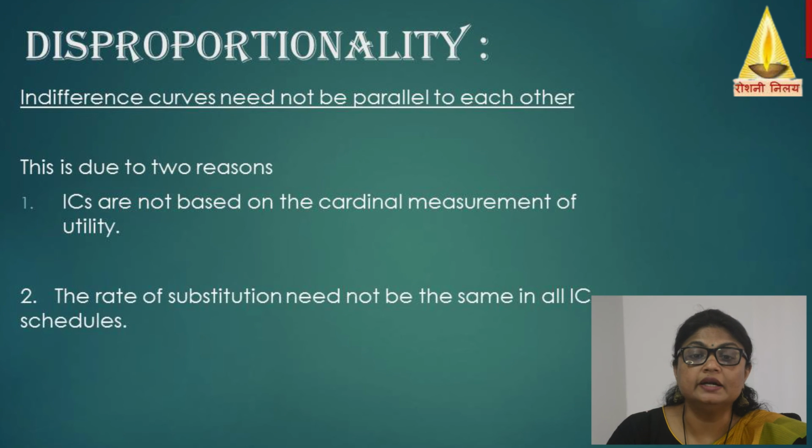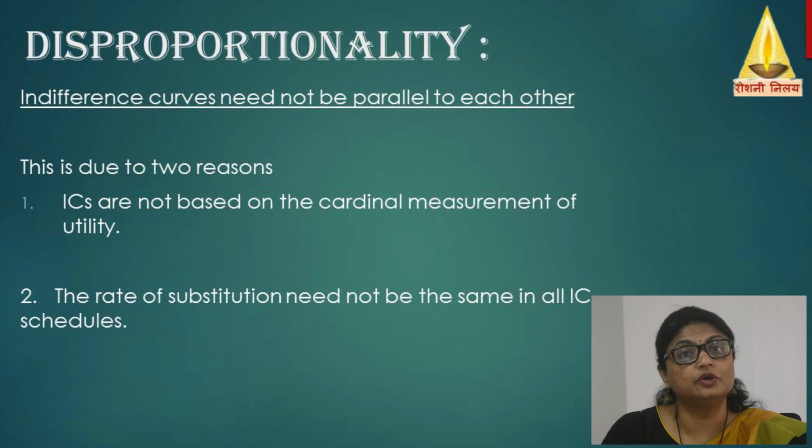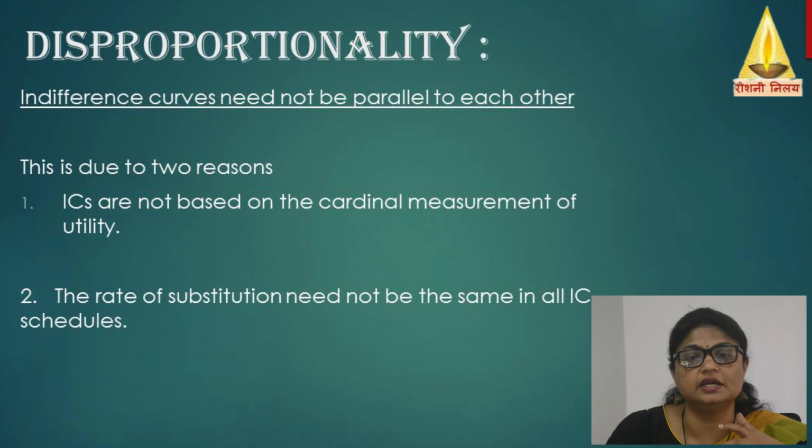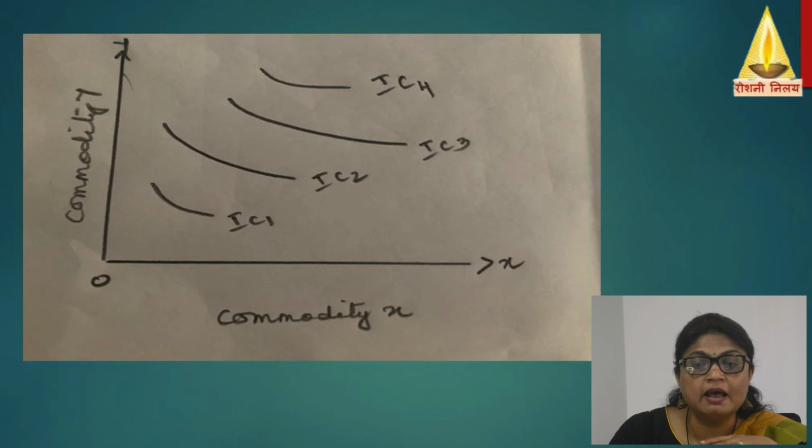Next one is the fifth one, disproportionality. Indifference curves need not be parallel to each other. This is due to 2 reasons. First of all, we do not measure utility in this indifference curve analysis, and second is the rate of substitution need not be the same in all IC schedules. So, on an indifference map, you will see the IC curves need not be equal.